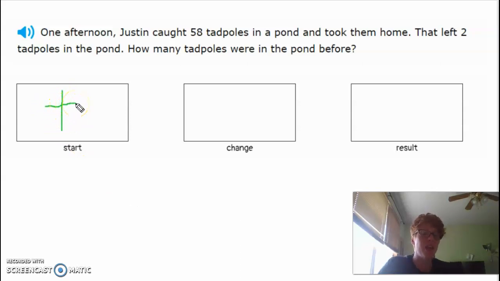But what was the change? There was this unknown amount of tadpoles in the pond. Justin caught 58. So when he caught the tadpoles, he took them out. What happened to the amount? It got smaller. So T, take away 58. Do we see how we're doing it here? Equals how many left over in the pond? That left 2 in the pond.